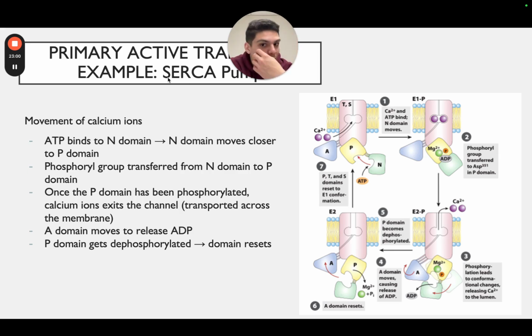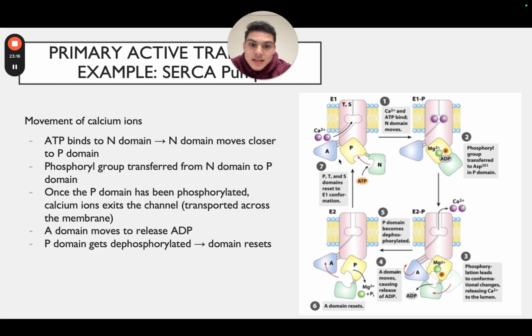so it could be used for... But anyways, the calcium is stored in this compartment, in this organelle, and the way it's forced back into that storage is the SERCA pump. And so it's a movement of calcium ions.